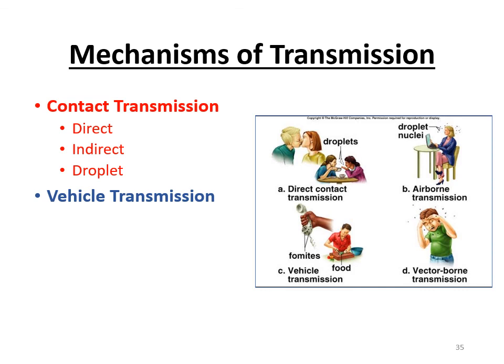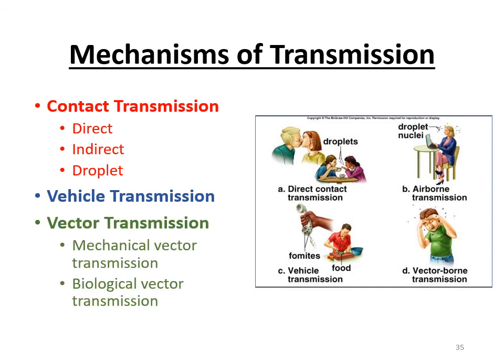The last type of transmission is vector transmission. And vector transmission can either be mechanical or biological. Either way, a vector is a carrier organism, usually an arthropod, or something such as a fly, a tick, a mosquito, any type of bug that you would think of. Okay?